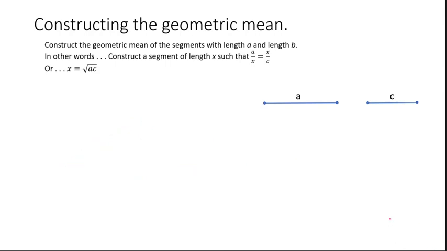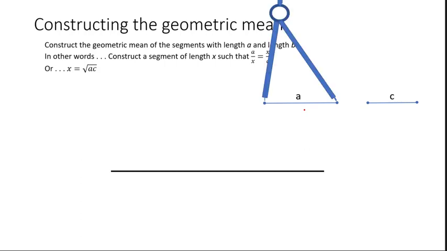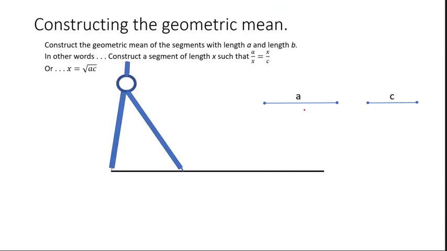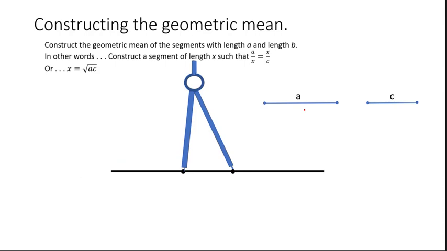So to make that happen, we want to begin by drawing a straight line and make it longer than a and c put together. And what we want to do is measure the length of a and put it down here. So length of a takes you to that point. And then measure the length of c and put it right here. And then we get that second point.